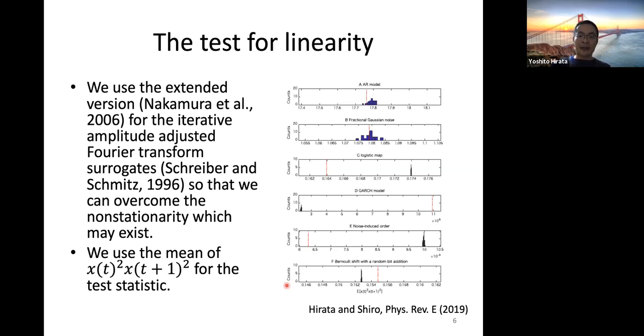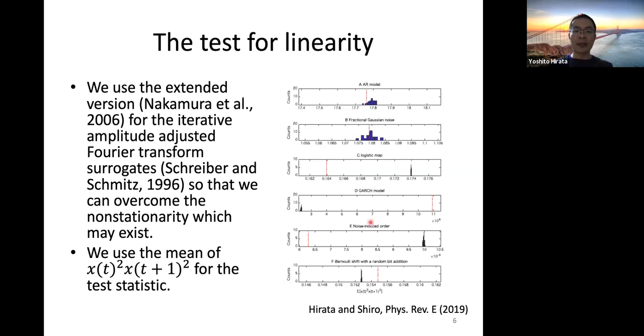Because this statistic doesn't have any relation with determinism, we can make the axis of linear-nonlinear free from the axis of determinism and stochasticity. This is how we can separate these two axes for establishing the test for linearity.